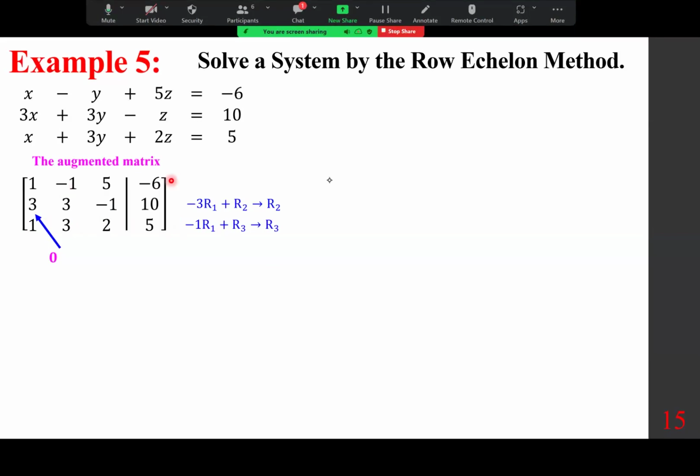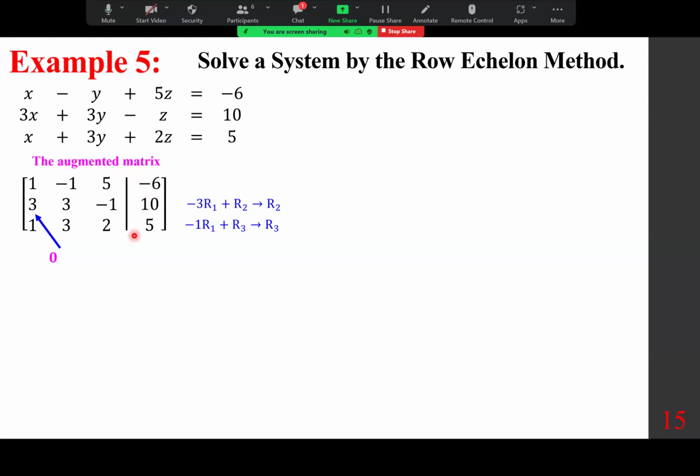So you are going to write the first row. You're not going to change anything. 1, negative 1, 5, minus 6. That's it. And you are changing these 2 to zeros because that's what you wanted. But to understand what happens, you're going to multiply this one by 3, right? So negative 3 times 1 is negative 3, and 3 is 0. Negative 3 times negative 1 is positive 3, and 3 is 6. Negative 3 times 5, negative 15, and negative 1 is negative 16. Negative 3 times negative 6, a positive 18, and 10 is 28.